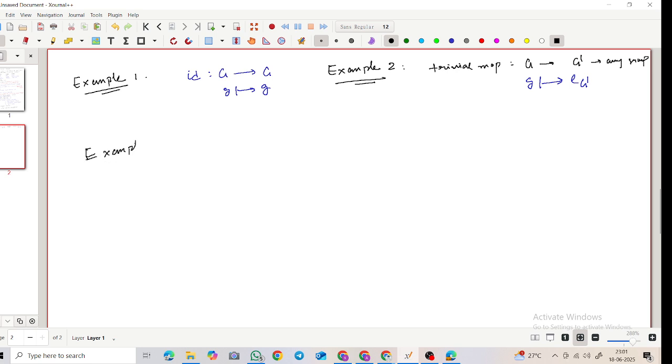Example 2. Let H be a subgroup of G. The inclusion map. Now you will understand why I was spending so much time there. The inclusion map, sending H to H. Is it a group homomorphism?